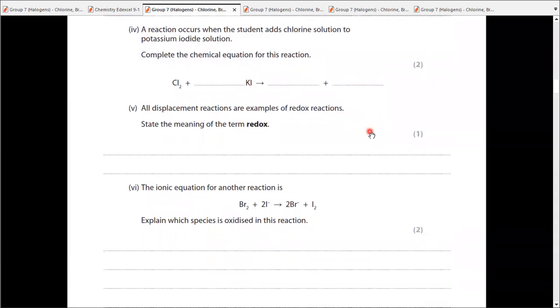Moving on. Part four. A reaction occurs when the students add chlorine solution to the potassium iodide solution. Oh wait, the answer was hidden down only, right? Right. Okay. Complete the equation for this reaction. Potassium, or chlorine. Okay. So it would be.